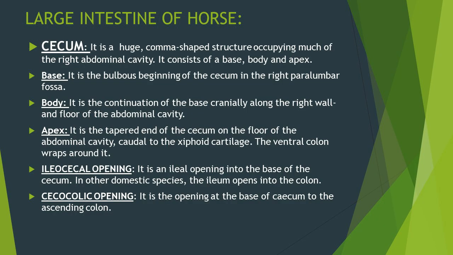Now, let's move to the large intestine of the horse. The first part of the large intestine of the horse is the cecum, which is a huge comma-shaped structure and occupies much of the right abdominal cavity. The cecum of the dog was not well developed, and it was an S-shaped structure, but this is not the case in equines.